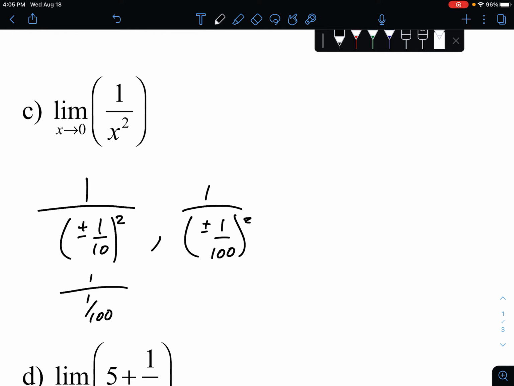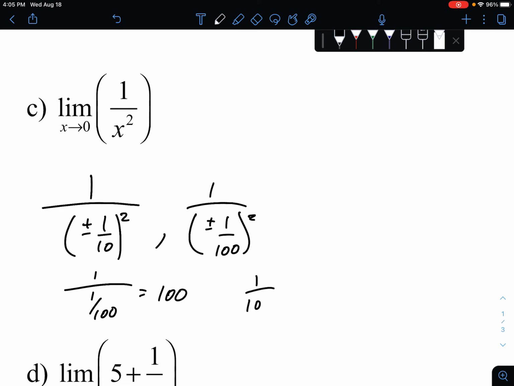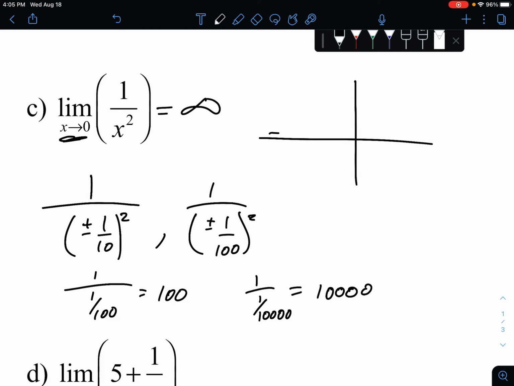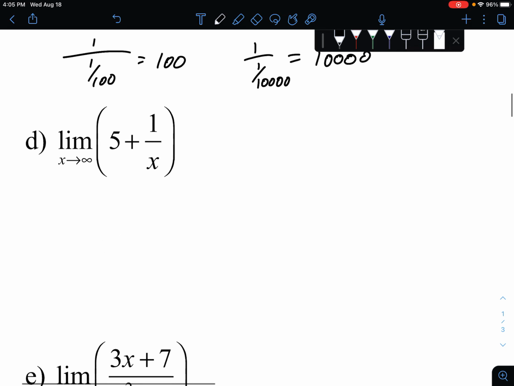So if I have 1 over 1/100, that's really equal to 100. If I have 1 over 1/10,000, this is really 10,000. Right, so the numbers are becoming bigger and bigger and bigger as I am approaching 0 from either side. So what that is telling me is that this is going to infinity. And again, graphically, we looked at this the first day. As I approach 0 from both sides, my y values are going to infinity.